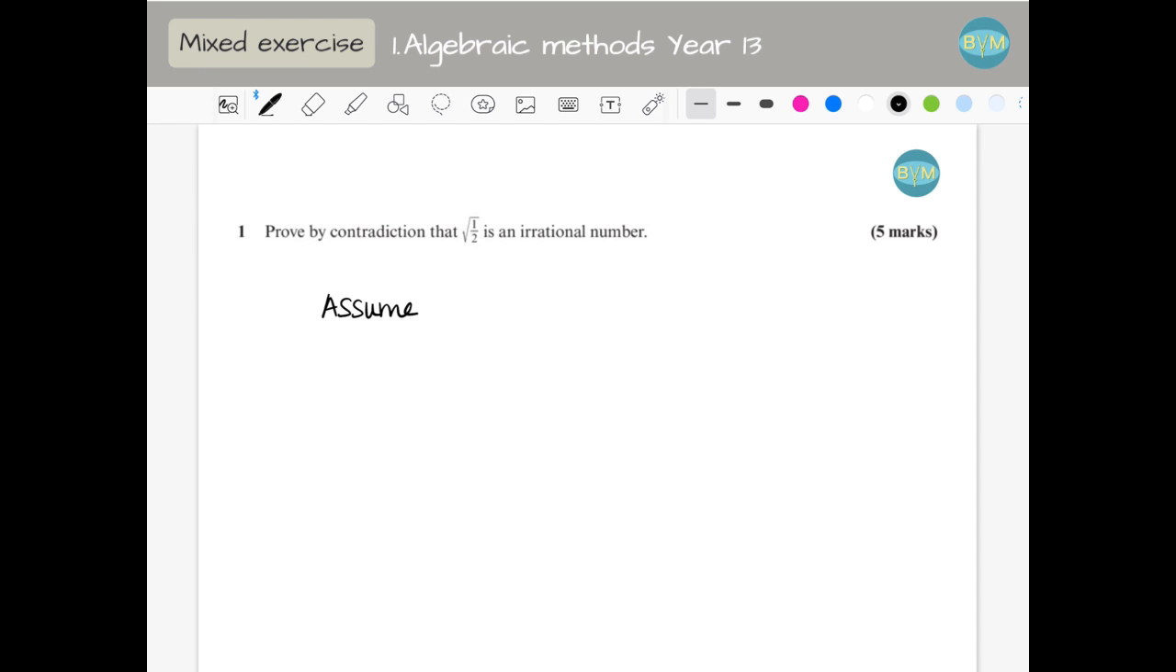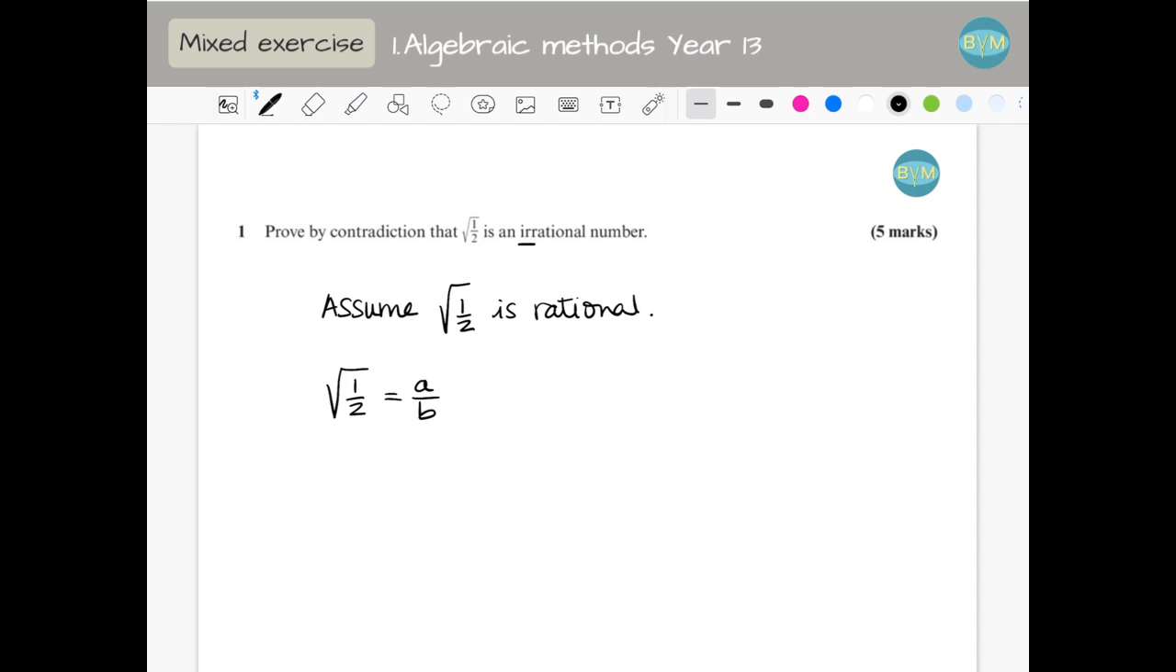So we are going to write something like: assume that root of 1/2, instead of irrational, we are going to say is rational, yeah? If it's rational, that means that we can write it this way, as a fraction where a and b are integers.